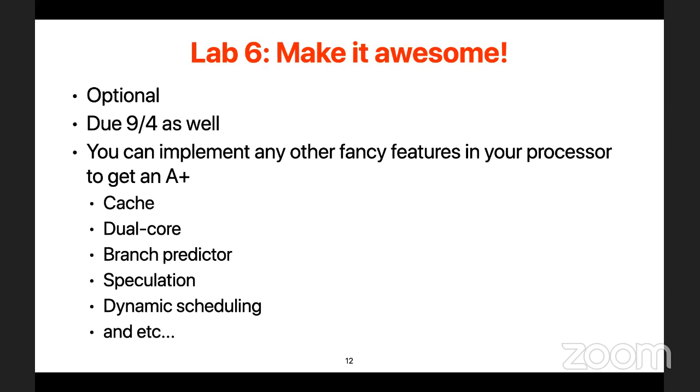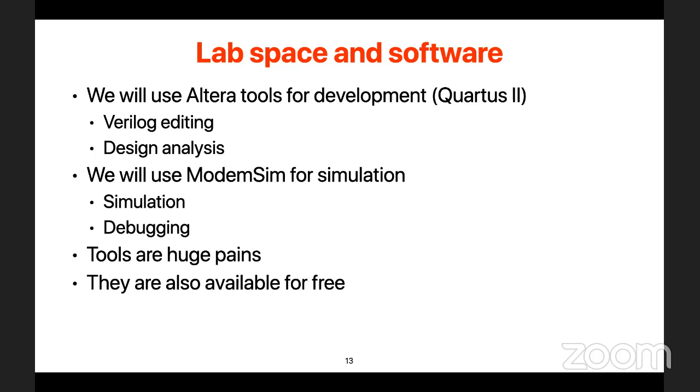But I know some of you are not satisfied with an A. If you want an A plus, before September 4th you can implement any fancy features that you learn in CSE 141. For example, in CSE 141 we are going to talk about cache, multi-core processors, branch prediction, speculation, and dynamic scheduling. If any of these features show up in your pipeline processor, you will get an A plus. That's lab six.